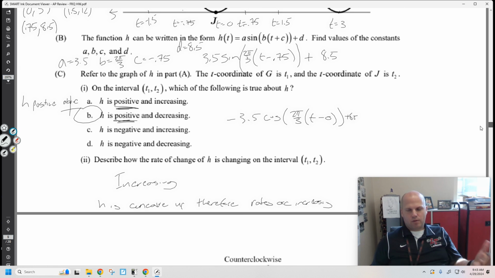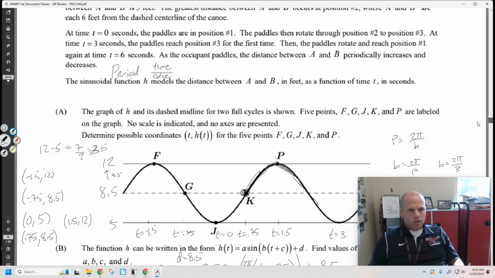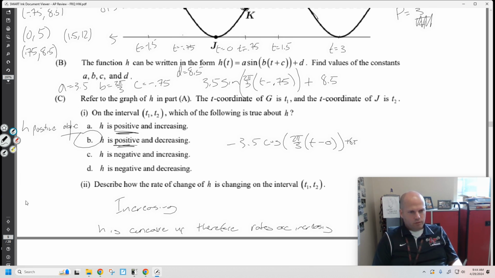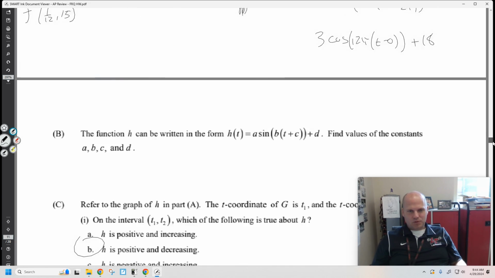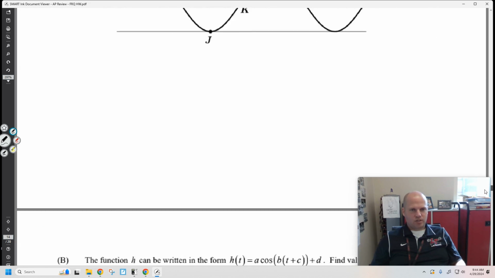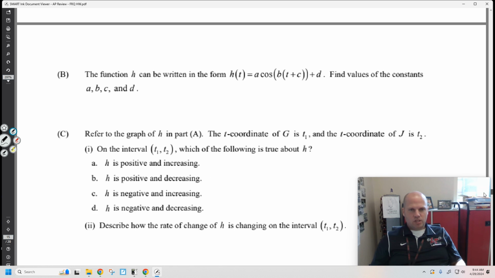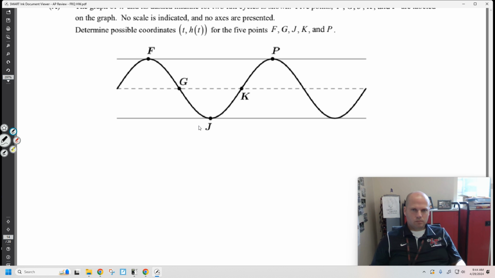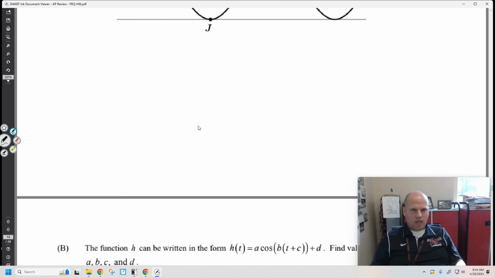But usually if I ask you how are the rates of change changing, you just say the rates of change are increasing or decreasing. Here, between G and J, the rates are negative because the function is decreasing, and increasing. That's probably safer, putting both of those in. So let's just go to the next question, T1 to T2, which is G to J. Actually, let's change it up to F to G.